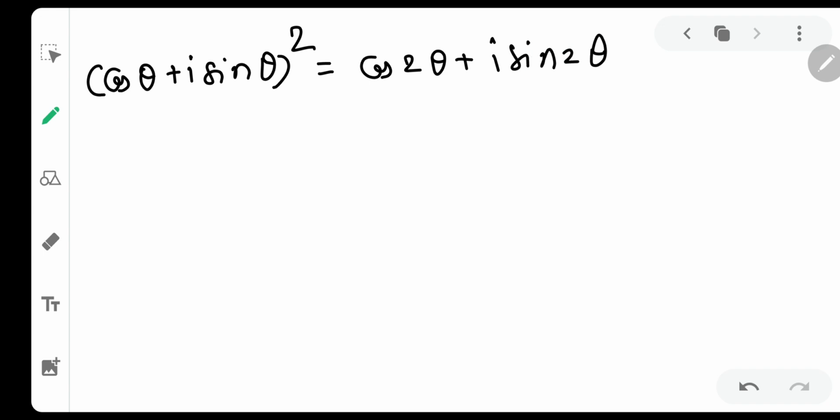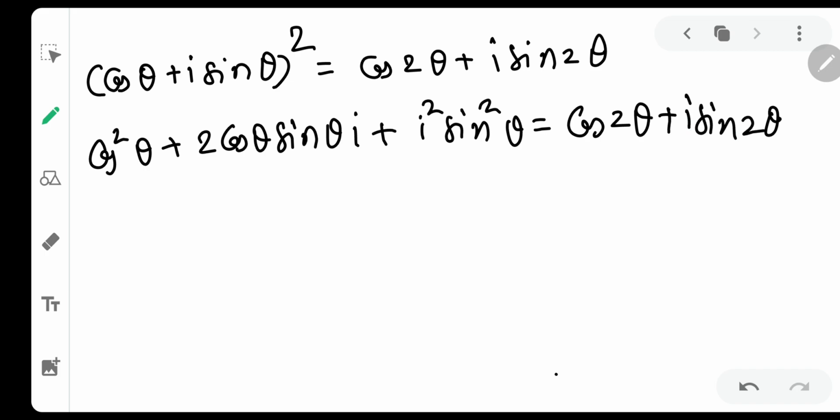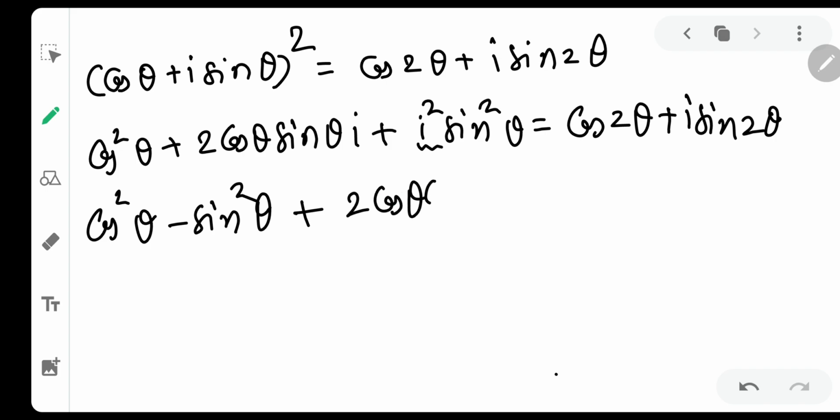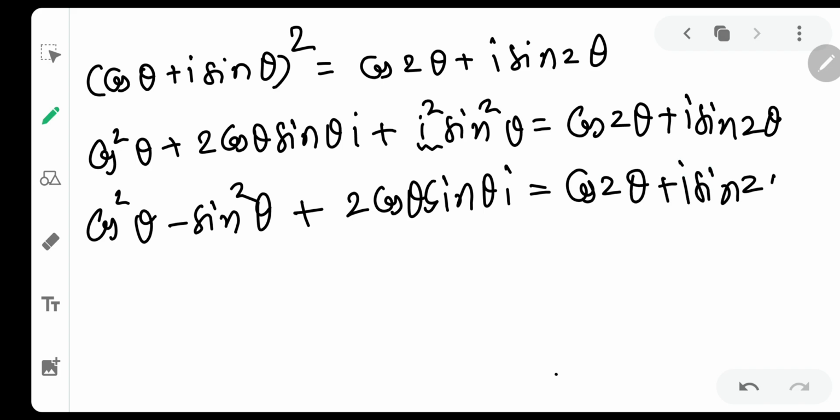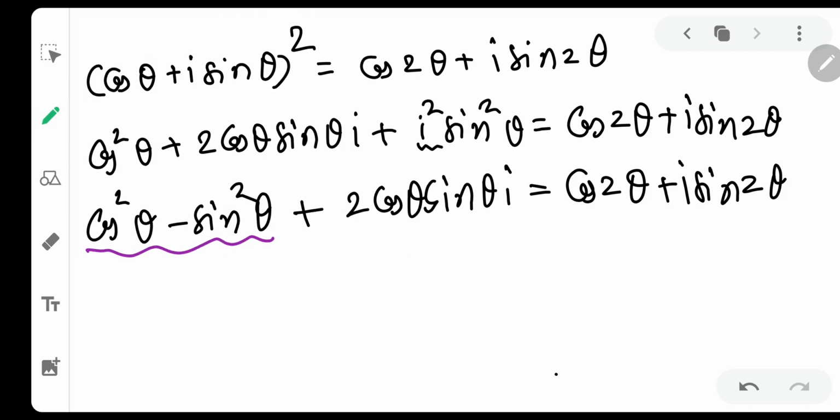Now to the left side, we can expand this. So this will be cos square theta plus 2 cos theta sine theta into i, using a square plus 2ab plus b square, is equal to cos 2 theta plus i sine 2 theta. Now check the left hand side, this will be cos square theta and i square will be minus 1. So this will be minus sine square theta and then this will be 2 cos theta sine theta i, which is equal to cos 2 theta plus i sine 2 theta. Now let us compare the real and imaginary parts. On the left hand side, the real part is cos square theta minus sine square theta and on the right hand side, the real part is cos 2 theta.